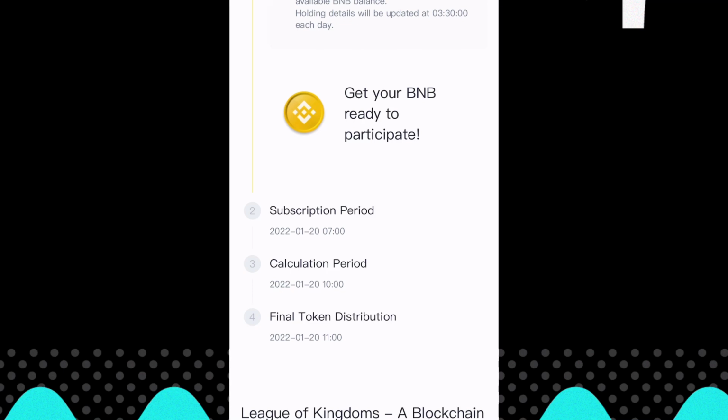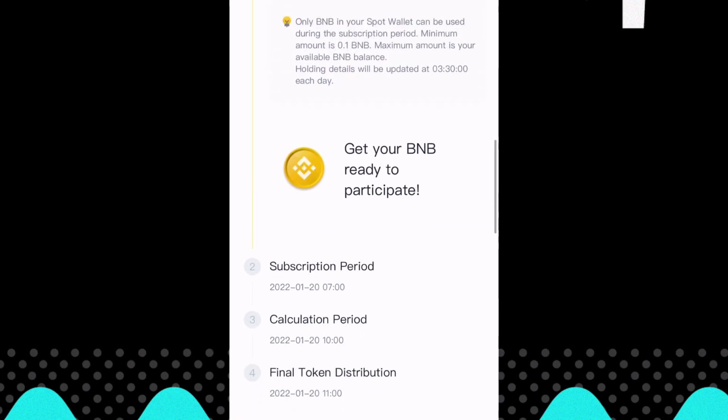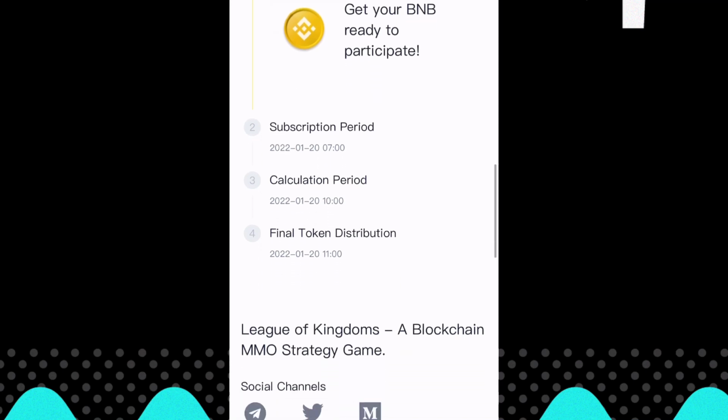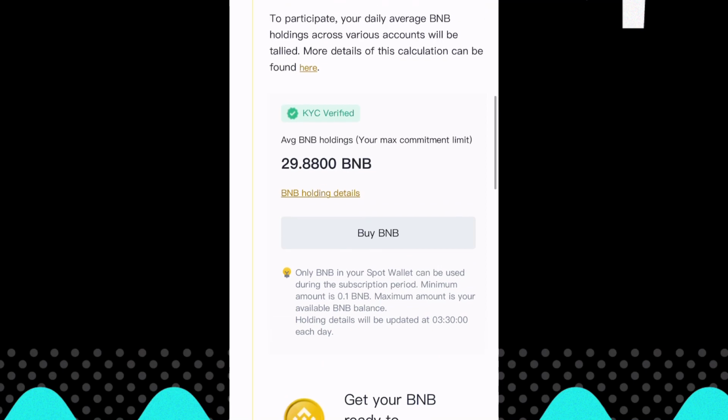So what this actually means is that by 20th of January, you're going to be seeing a place where you could subscribe to get a few tokens, and the final token distribution is going to take place about 20th of January too, at about 11. That's what it's all about. So when you're joining, make sure you have just 0.1 BNB minimum to join the pre-sale or the Launchpad. This is more like a pre-sale, on the other hand, so this is only on Binance.